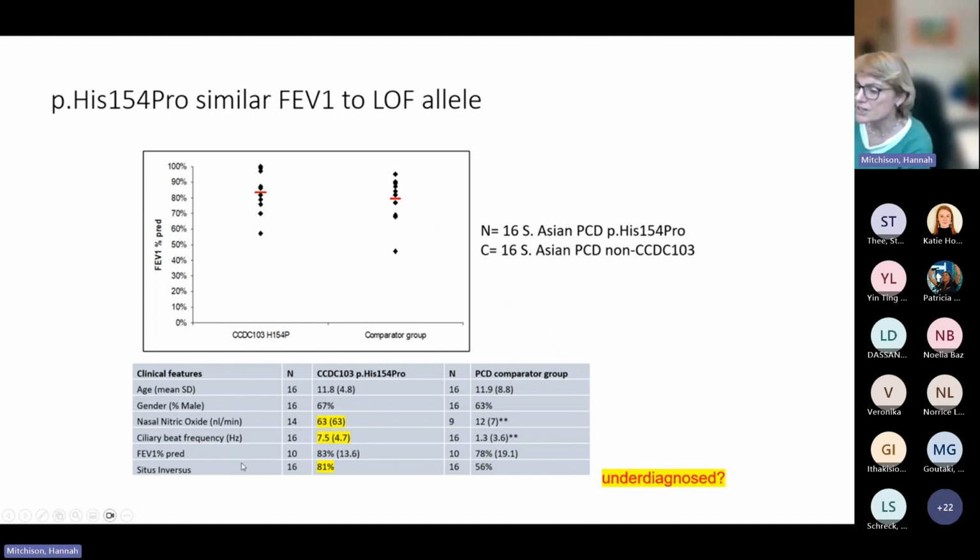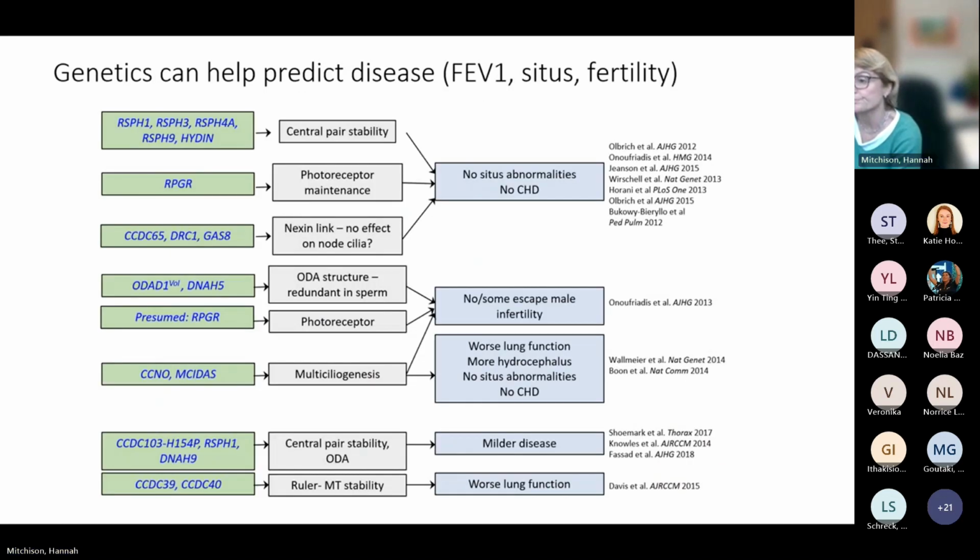So this tends to suggest that maybe you mostly get picked up if you happen to have laterality problems. That's not 100% in these patients, and perhaps there's quite an underdiagnosis of this particular mutation.